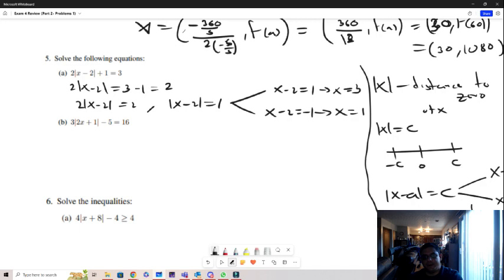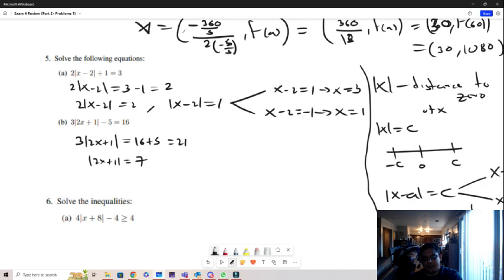Now for part B, it is very similar. I don't have to do anything strange. I'm going to start by isolating the absolute value. 3 times absolute value of 2x plus 1 equals 16 plus 5, which is 21. And now we can divide by 3. So absolute value of 2x plus 1 equals 7. Divided by 3, the 3 goes away, and 21 divided by 3 becomes 7.